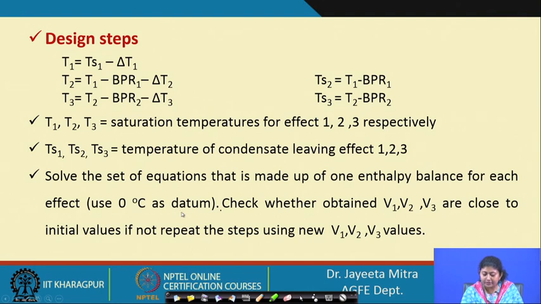Now, solve the set of equations made up of one enthalpy balance for each effect. Then check whether V1, V2, V3 are close to each other, and then we can have the new values. If they are not close to each other, the iteration goes on.